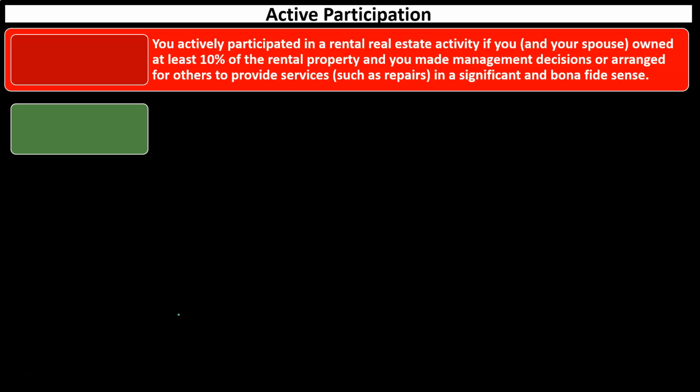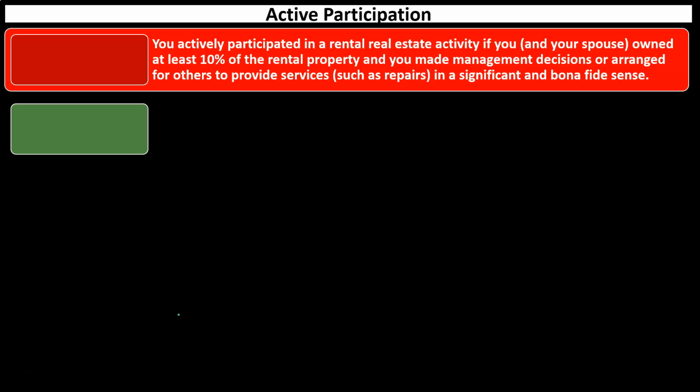So you actively participate in a rental real estate activity if you and your spouse owned at least 10% of the rental property and you made management decisions or arranged for others to provide services such as repairs in a significant and bona fide sense. So obviously this is a little bit vague, right? In a significant and bona fide sense.